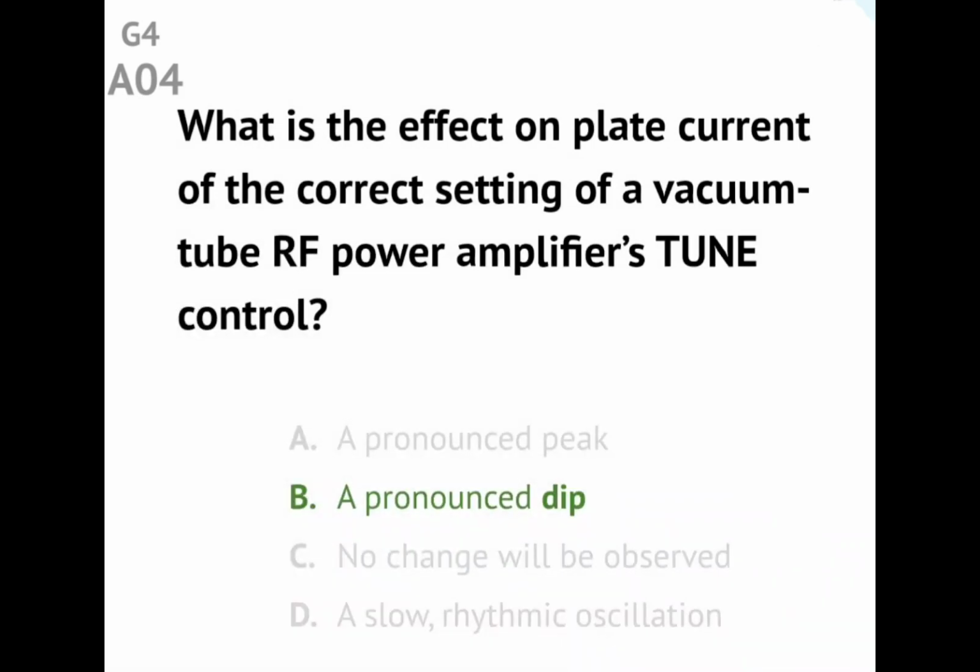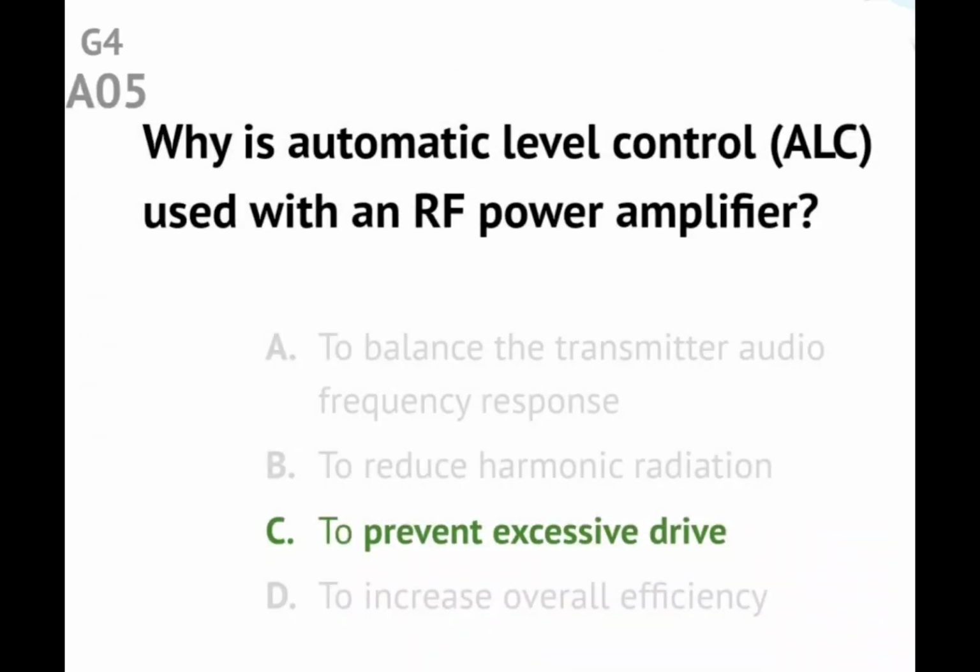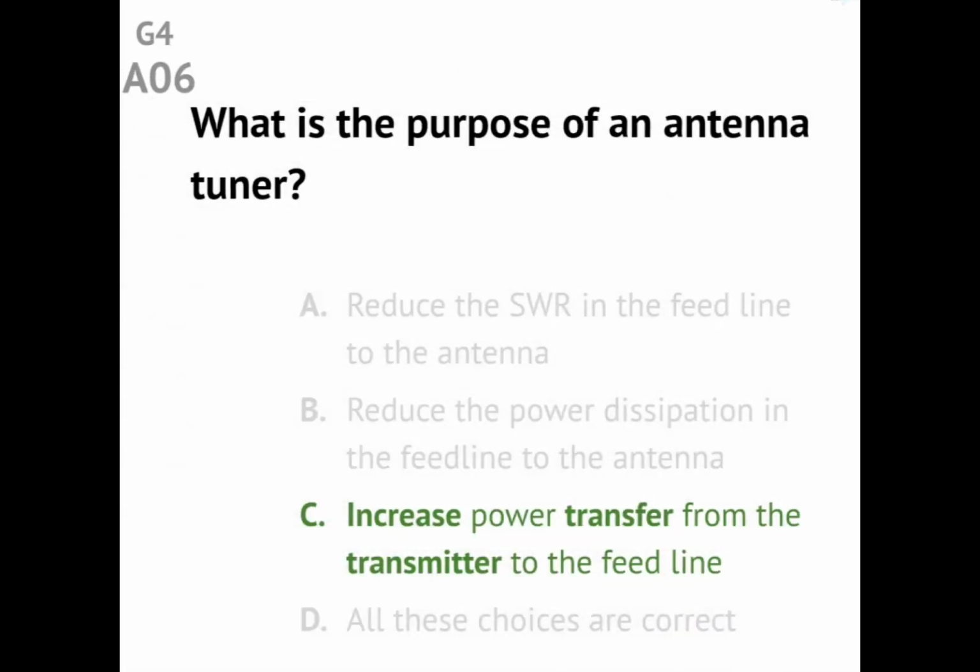Question G4A04. What is the effect on plate current of the correct setting of a vacuum tube RF power amplifier's tune control? Answer: a pronounced dip. Question G4A05. Why is automatic level control, ALC, used with an RF power amplifier? Answer: to prevent excessive drive. Question G4A06. What is the purpose of an antenna tuner? Answer: increase power transfer from the transmitter to the feed line.